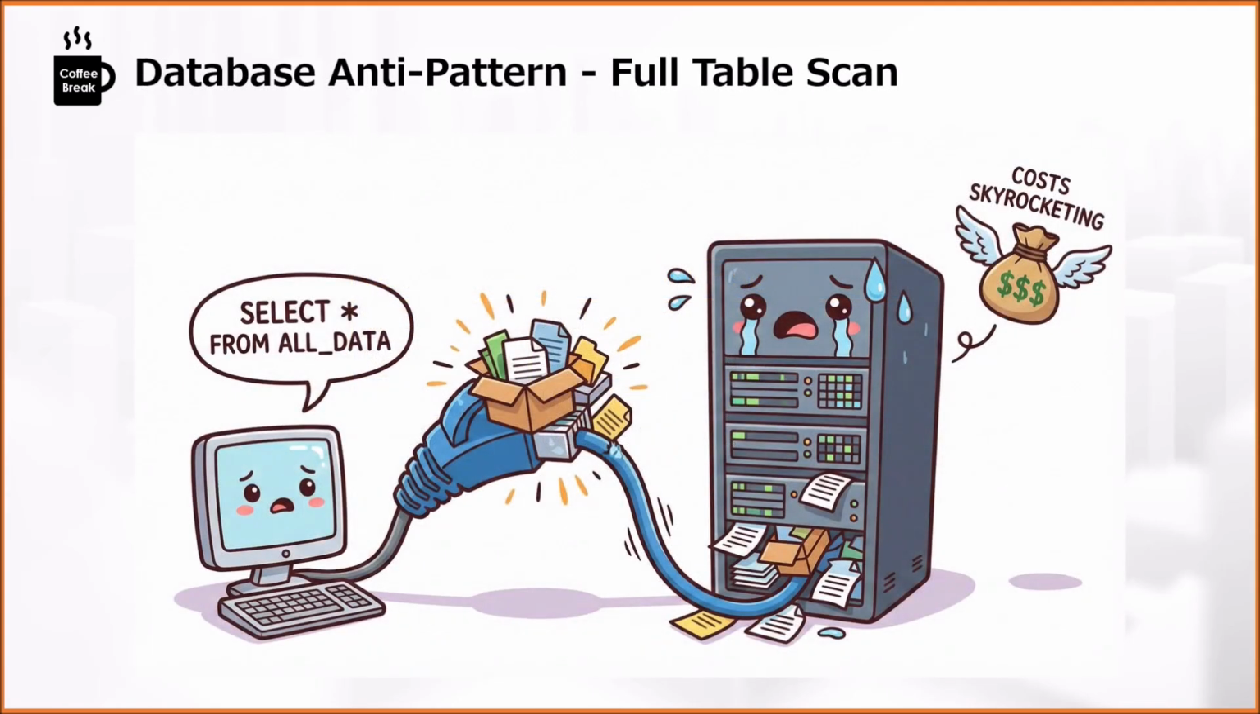A typical database anti-pattern is the full table scan. When you execute select all, the database attempts to retrieve every single piece of data. Consequently, this can become a major performance bottleneck. Since it transfers unnecessary data over the network, it consumes network bandwidth and increases memory usage on the client side.